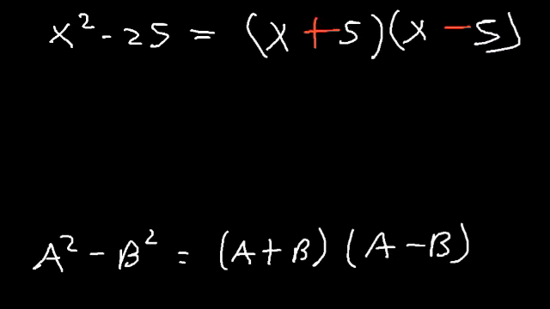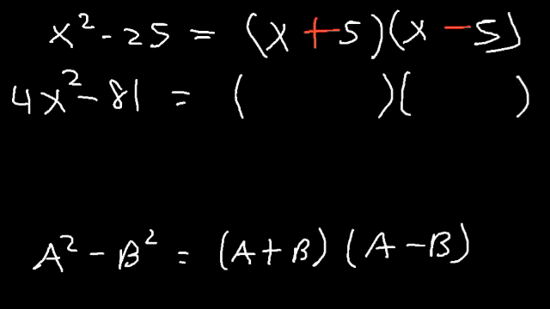So let's say you want to factor 4x squared minus 81. What's the square root of 4x squared? We know the square root of x squared is x, and the square root of 4 is 2, so for 4x squared it's going to be 2x. And the square root of 81 is 9. So one is going to be positive and the other is going to be negative.